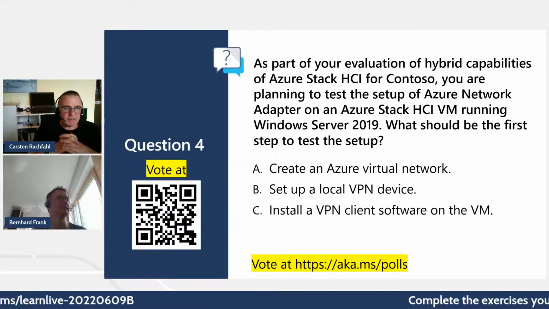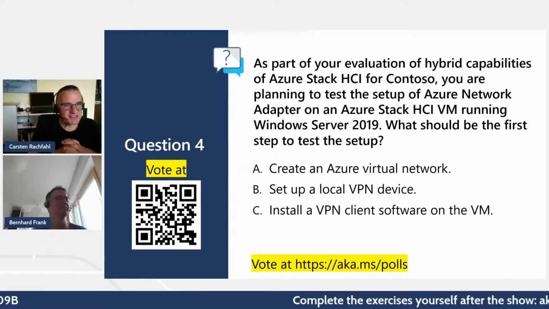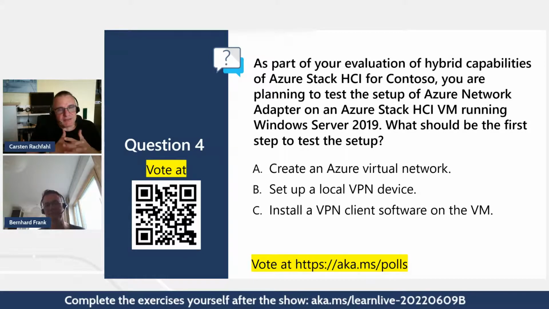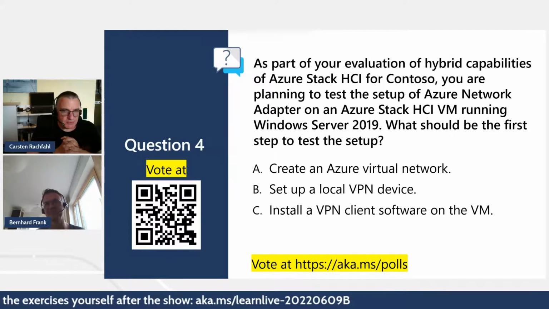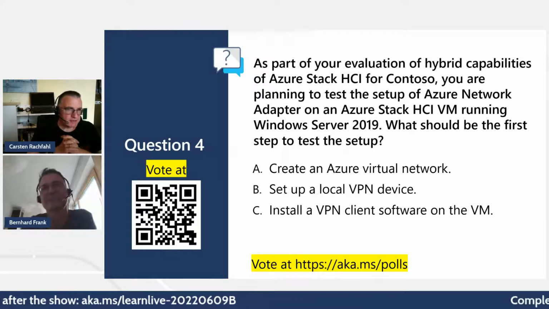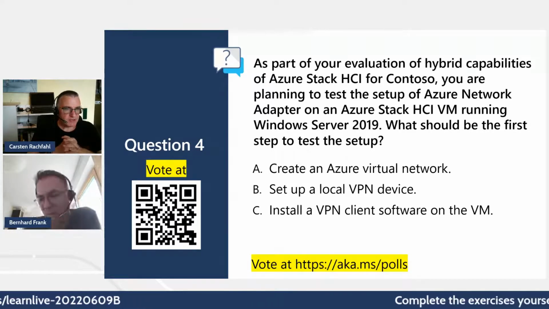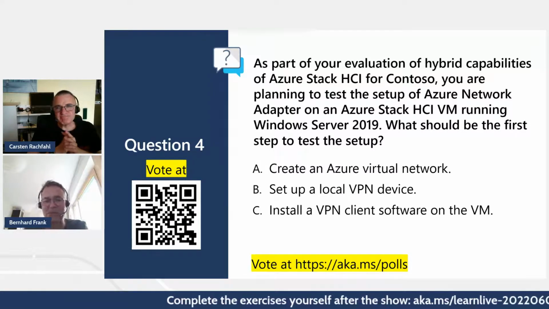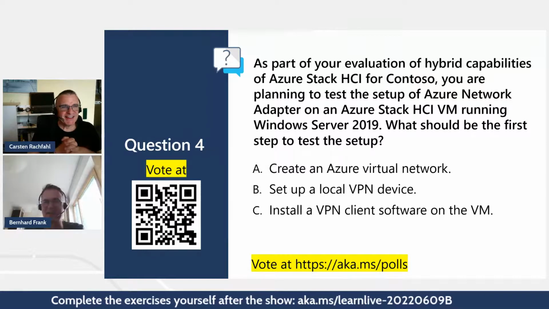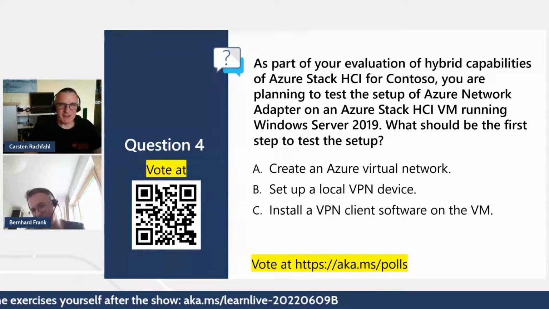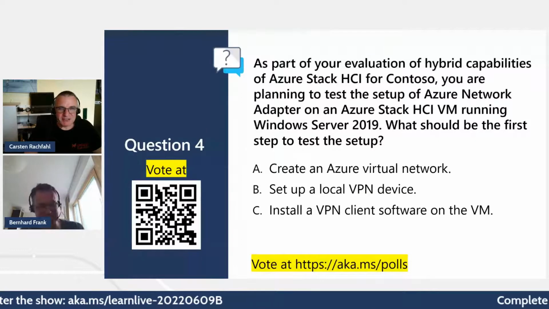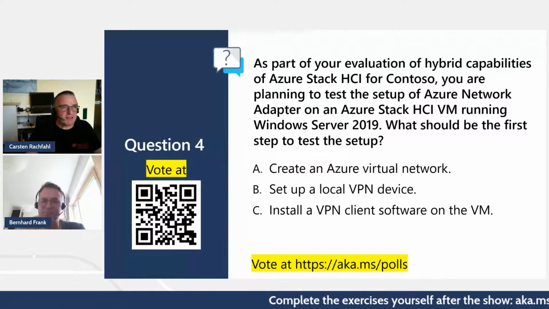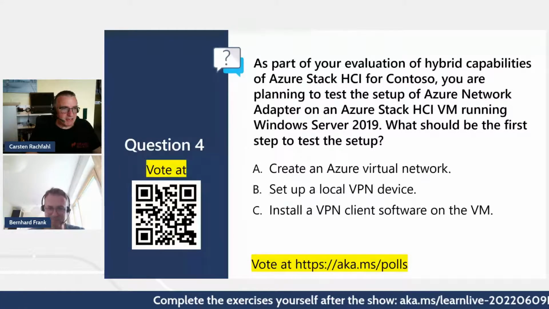I think we can deduct the wrong answers here. So if you think about it, is it creating an Azure virtual network? Should we set up a VPN device, Bernhard? Should we have to do some documentation reading and setting up a VPN device? Well, what's the use then of this wizard, right? Of the network adapter, right? Or should we install a VPN client software on the VM? So I think this one is much easier than the last one.